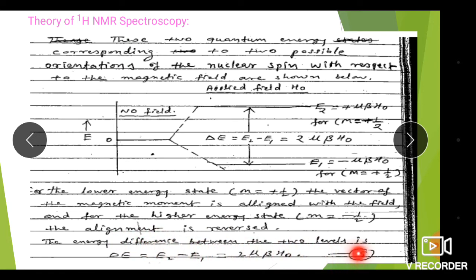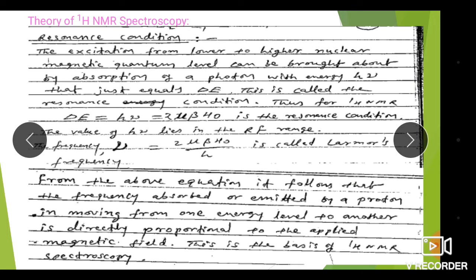So the energy difference between the two levels, delta E, is nothing but E2 minus E1, which is equal to 2 mu beta H0. This is equation number 5. Next, the resonance condition. What is the resonance condition? The excitation from a lower to a higher nuclear magnetic quantum level can be brought about by absorption of photons with energy h nu that just equals that delta E. This is called the resonance condition.